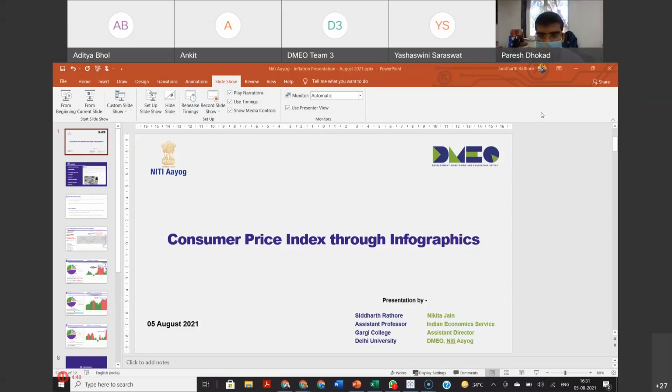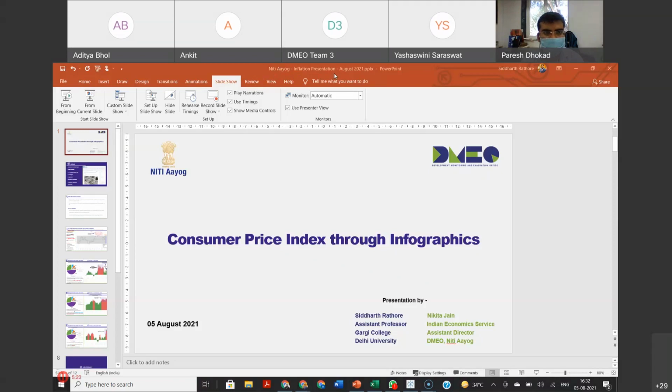At the same time, they'll also be discussing how they have used the Tableau software to come up with the infographics for their paper. We are also very happy to welcome, from what I've come to understand, the students of Mr. Siddharth Rathore at Delhi University. I extend my warm welcome to all of the students from Delhi University who are also joining this meeting. Without any further delay, if you could please start your presentation.